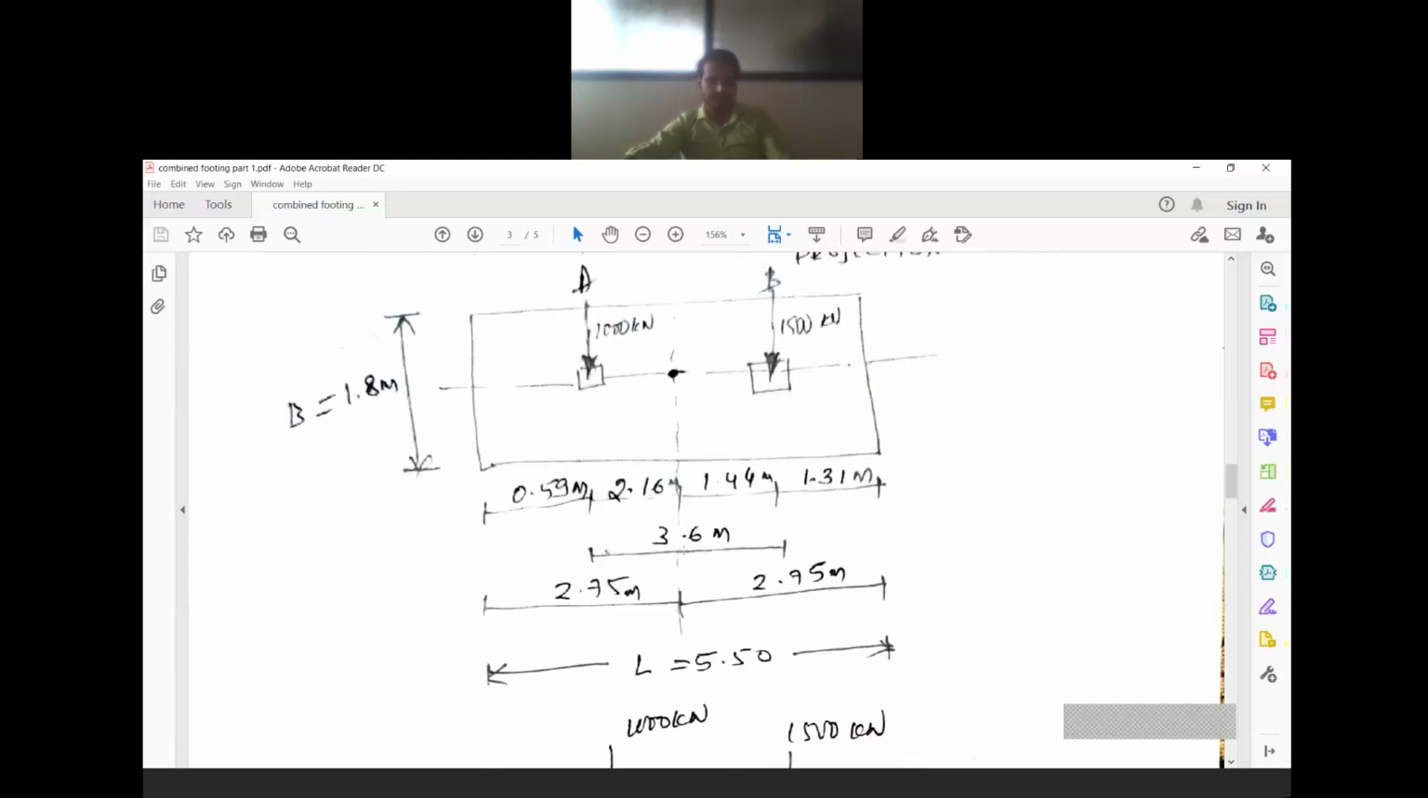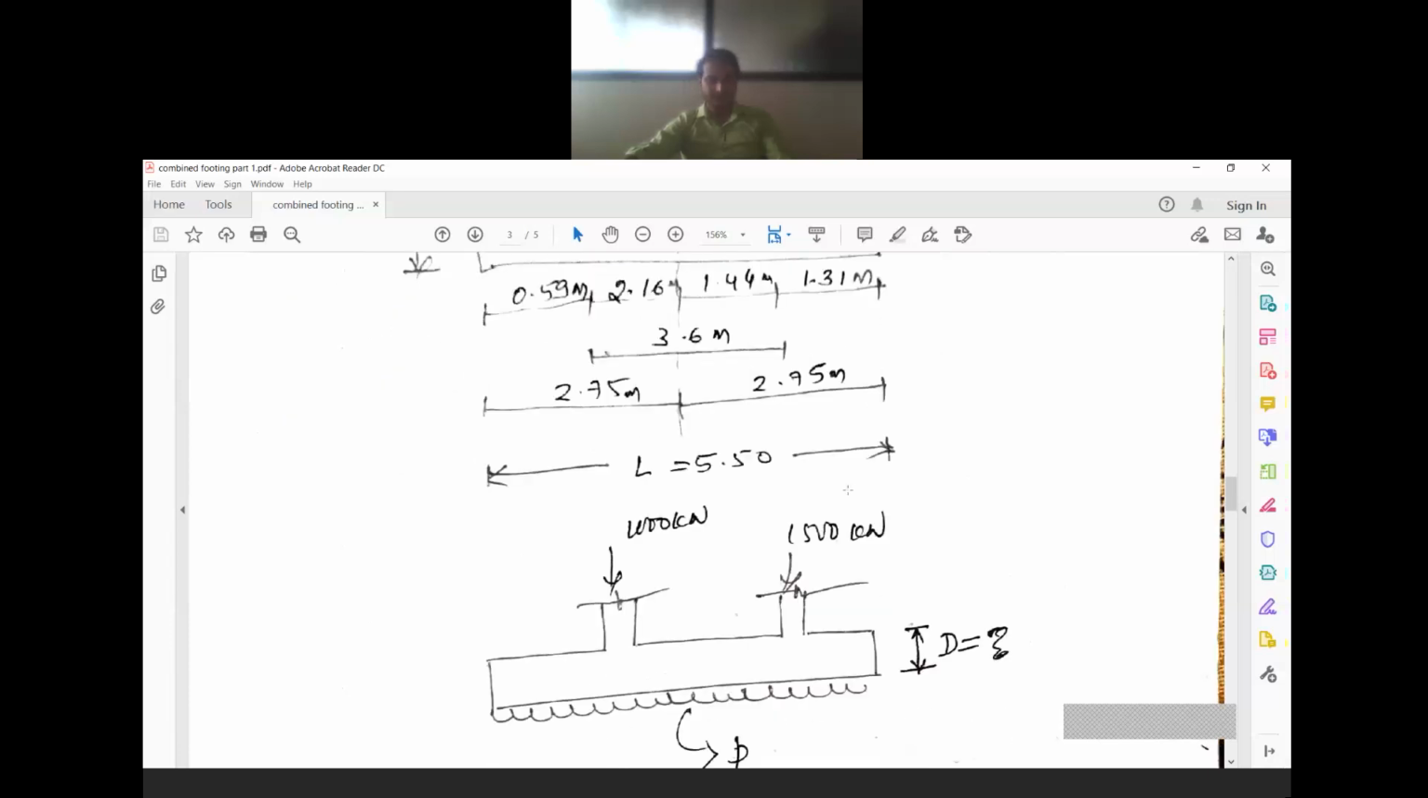The centroid is more towards what? It is more towards column B. Still, which projection length is larger? Is 0.59 larger or is 1.31 larger? It is 1.31, which is having the larger projection. So what is the required projection? 1.31 meter.